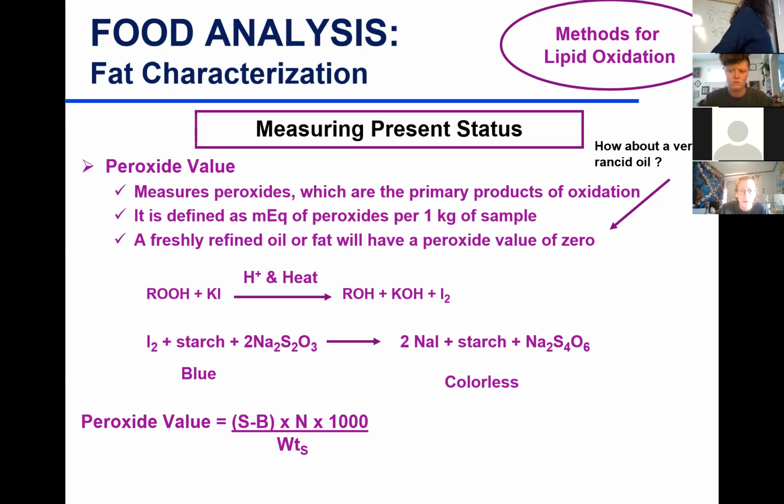In this case, we have sample minus blank. If we run a blank, the blank shouldn't have any peroxide in it, so there shouldn't be much of any iodine produced. Then you would have theoretically a blank of 0 for peroxide value, or close to 0. So the sample minus blank in this case.